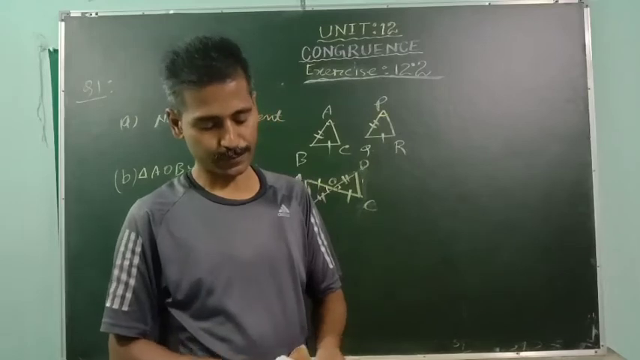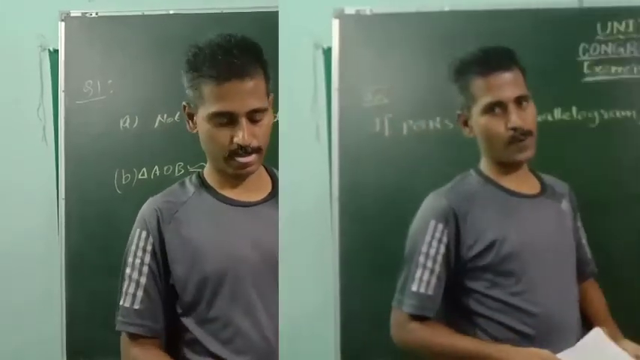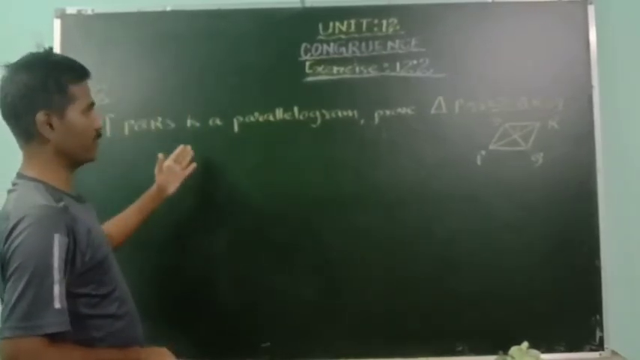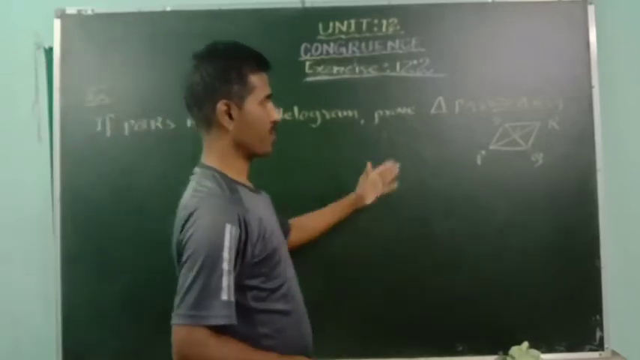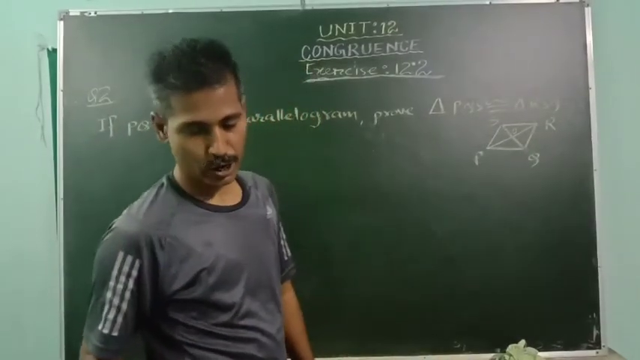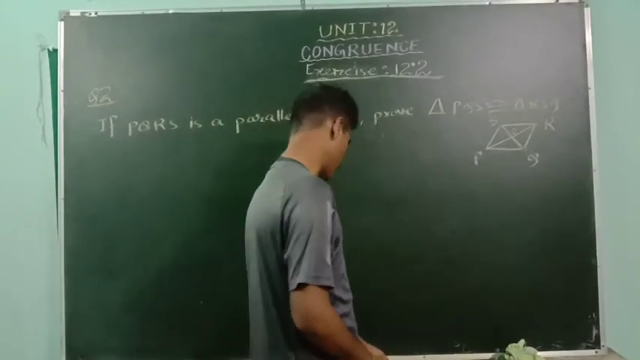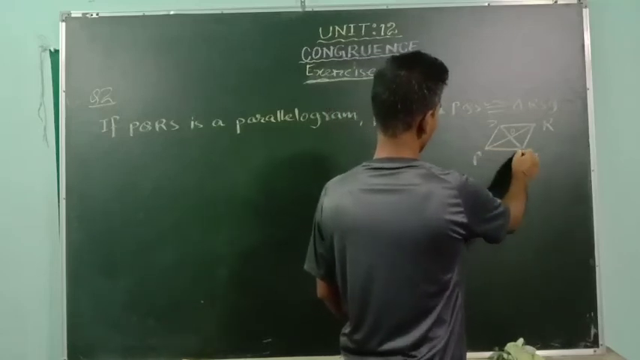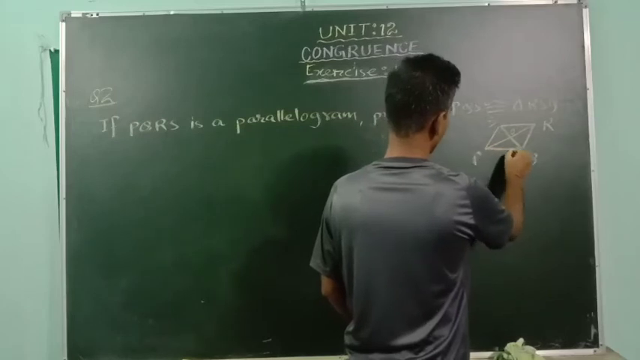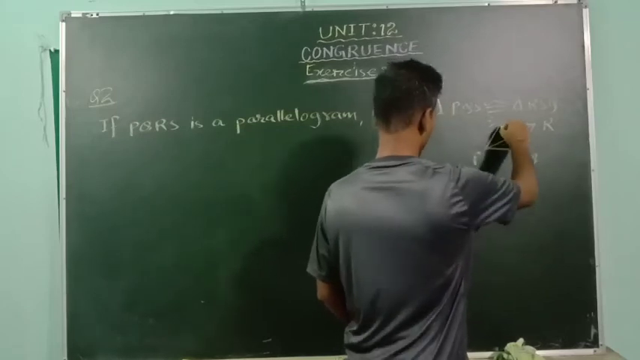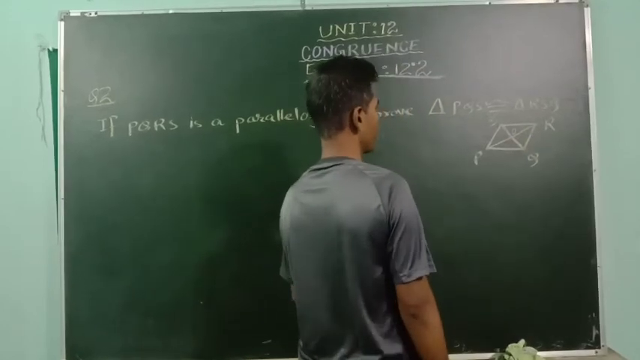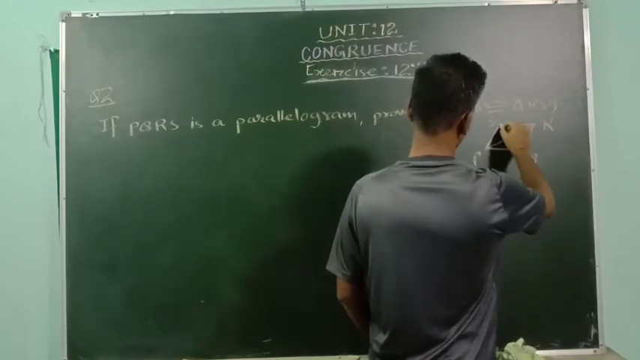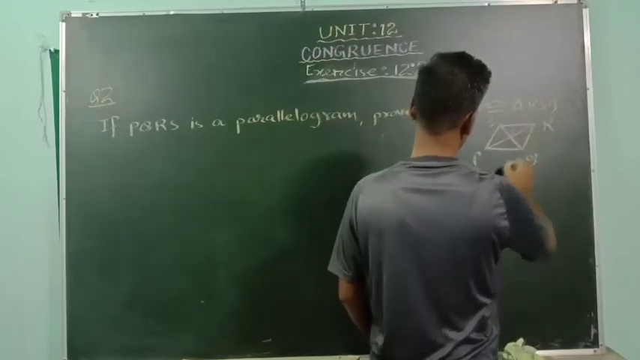Now let us proceed to question number 2. Given that PQRS is a parallelogram, prove that triangle PQS is congruent to triangle RSQ. Triangle PQS, you have to prove that this is congruent to RSQ.